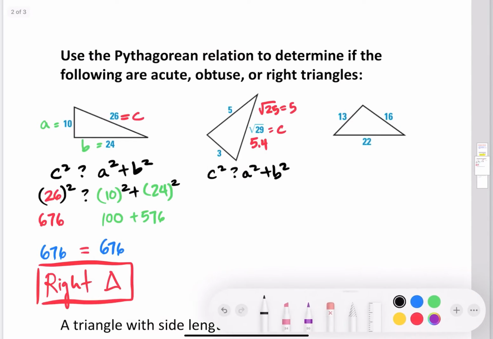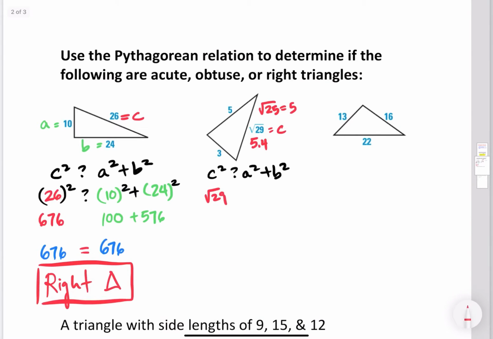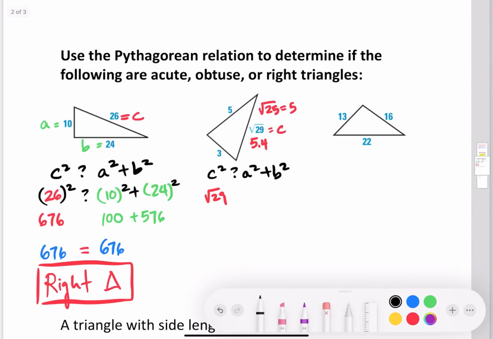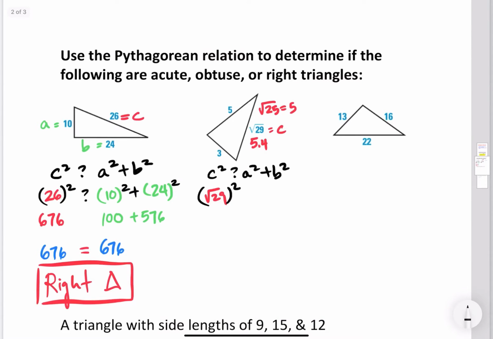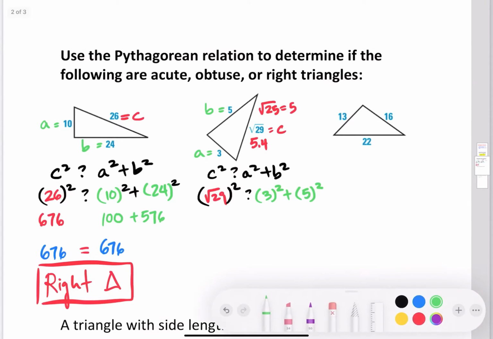So let's go ahead and substitute this in here. So we got our root 29, and what we want to do is square that. Okay, so I'm just going to substitute here first. Now we're going to plug in our a and our b value, and again, it doesn't matter which ones are a and which ones are b. I'm going to go ahead and use 3 as our a value. I'm going to use 5 as our b value. And now we're just going to solve this.